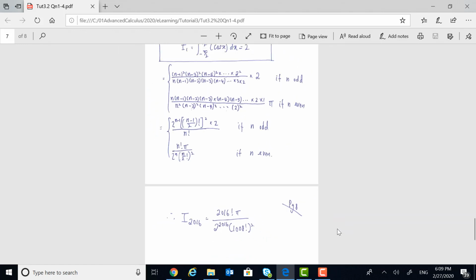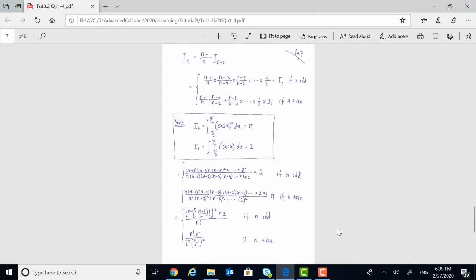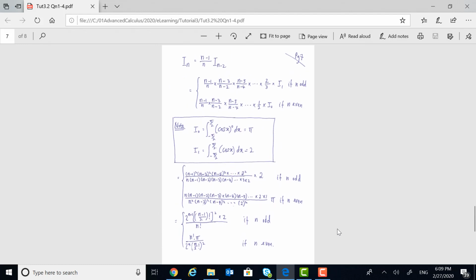So for question 4b, it is quite taxing because of the arithmetic. Once again, you're using this formula recursively to get to this one and this one, when n is odd and even. I do recognize that this question 4b is a bit taxing.